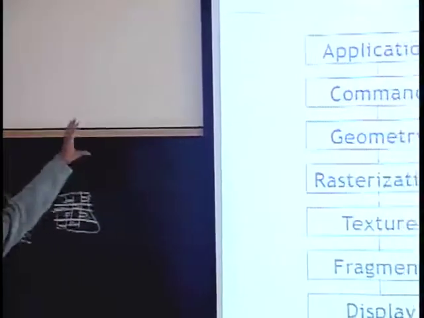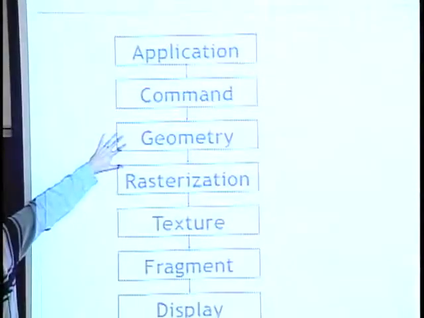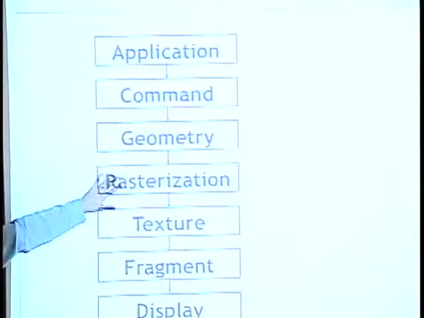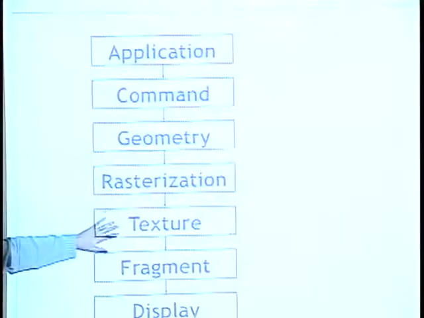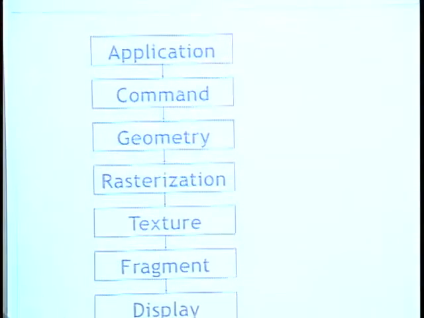So we start off with the application. Command processor sequences things. Geometry work is things we do per vertex. We then rasterize into fragments. We texture each fragment. We do fragment operations like the depth test and so on. And then at the end, we're going to display.